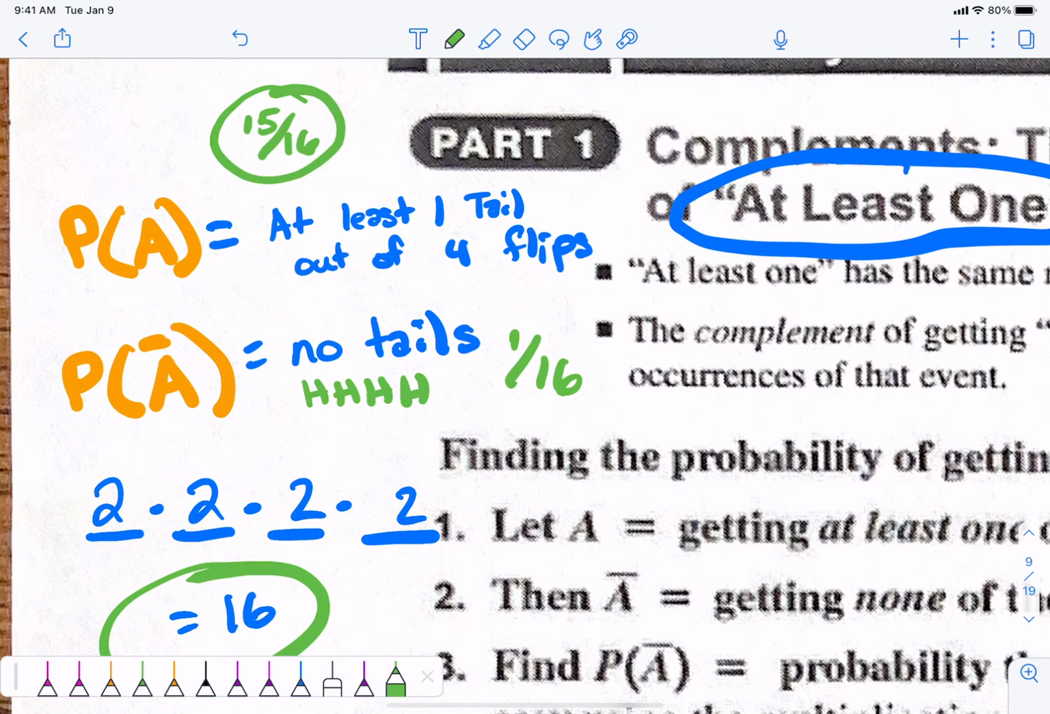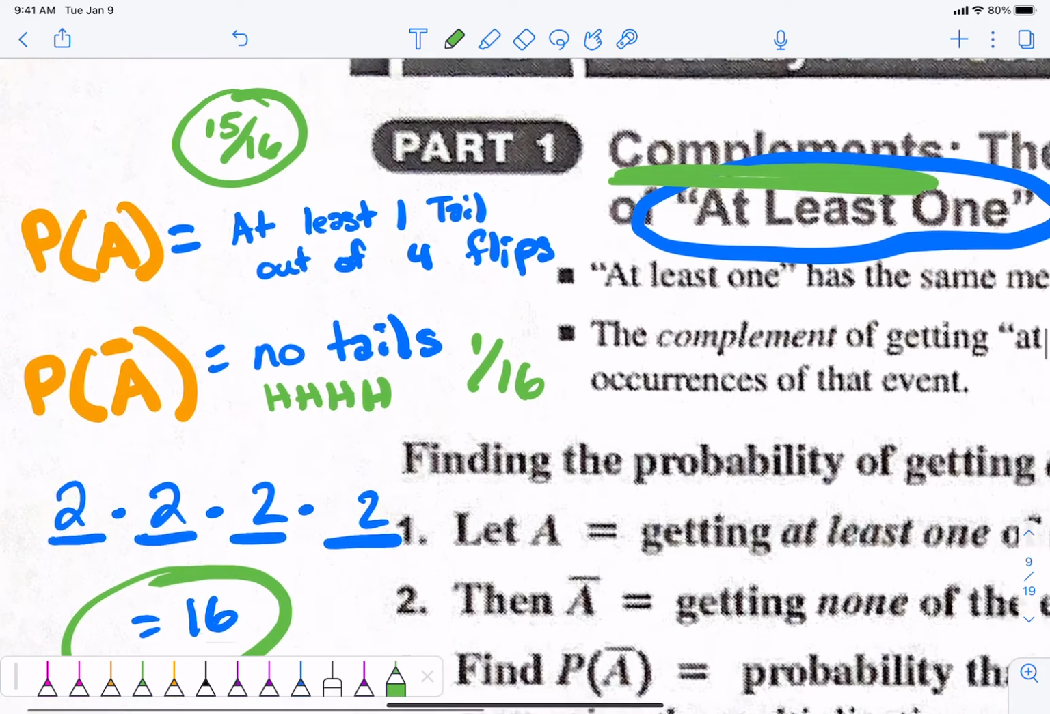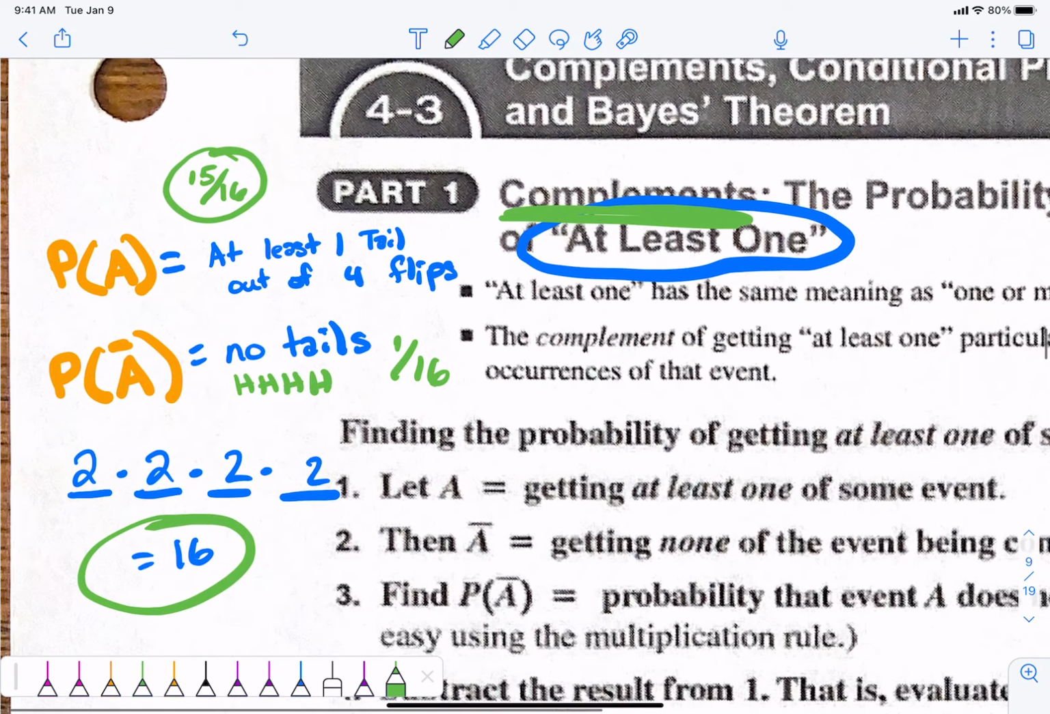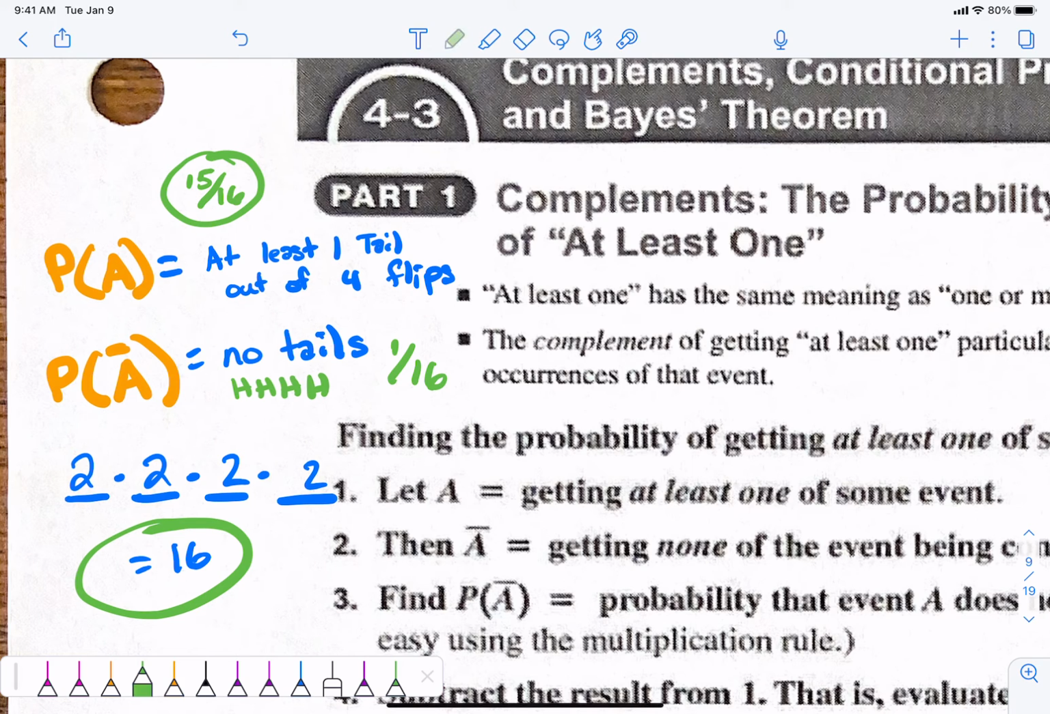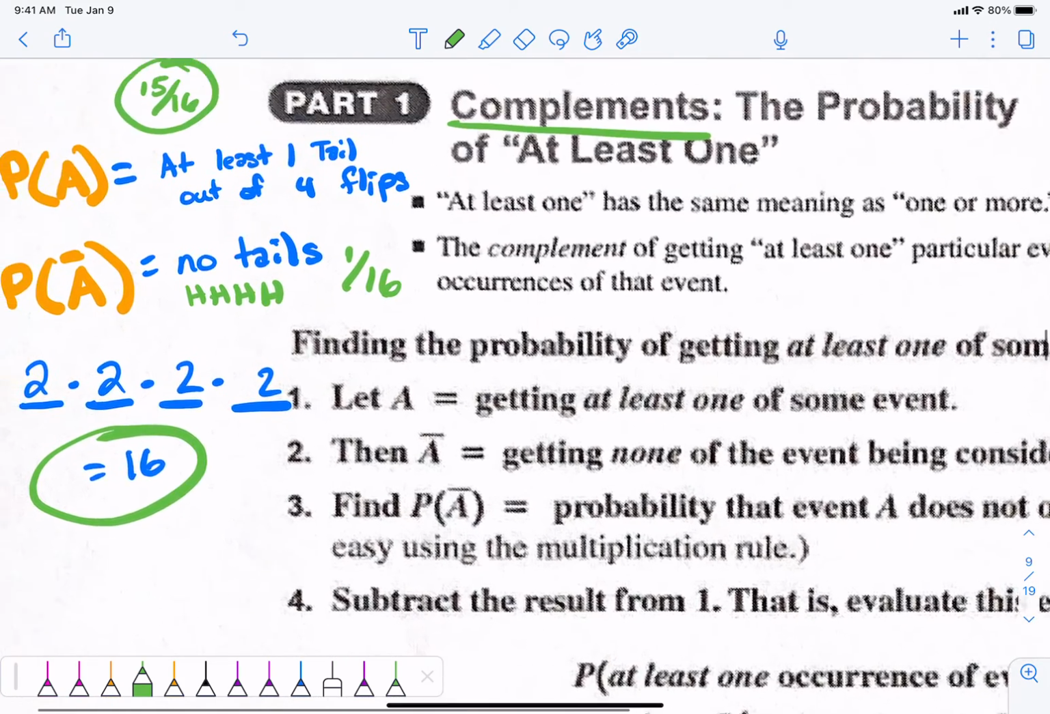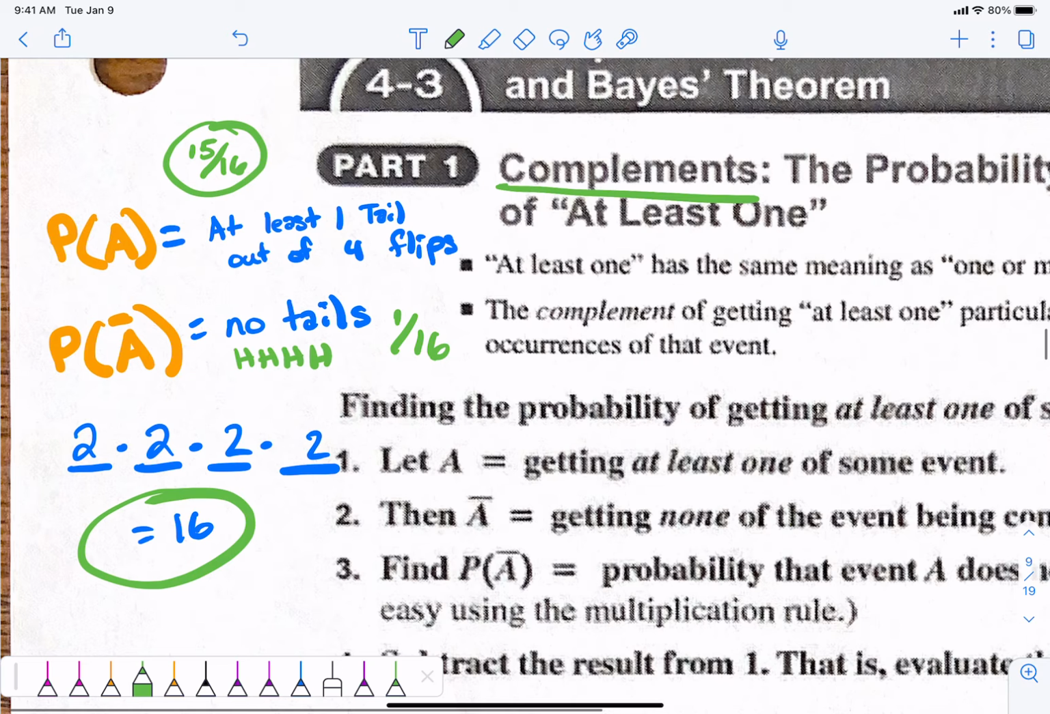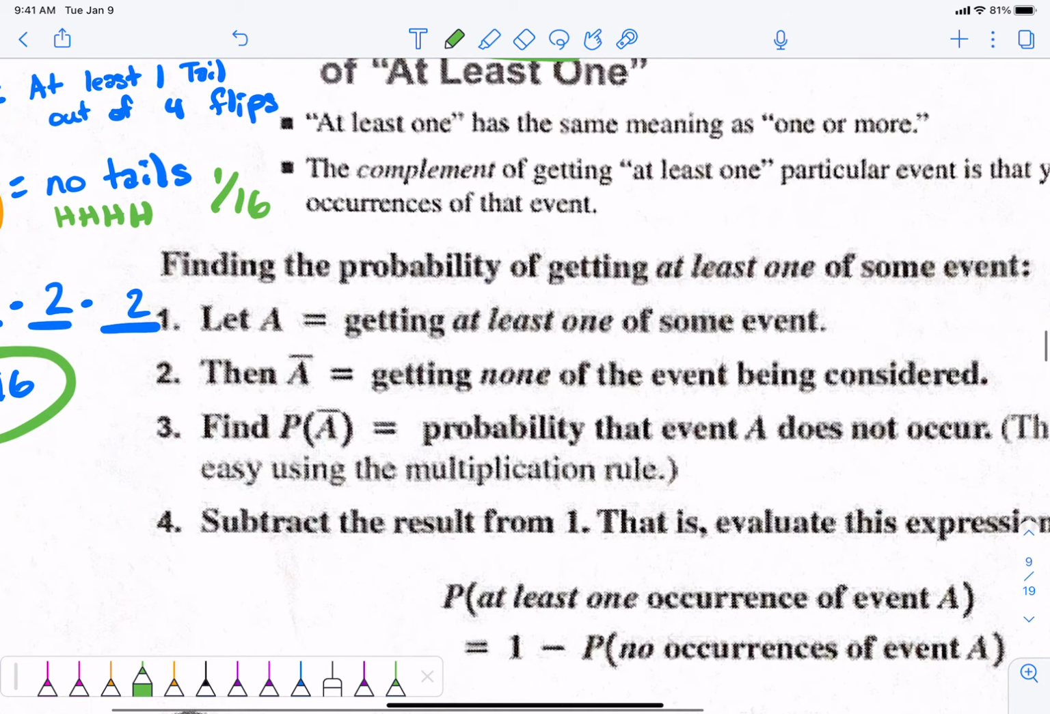So it's really nice to think about that in terms of the complement. That's what this section is. The complement when you're doing at least one. Good? Now they complicate these things down below in this next example. That's why I started us off with kind of an easy one. Let's talk about this first, though.